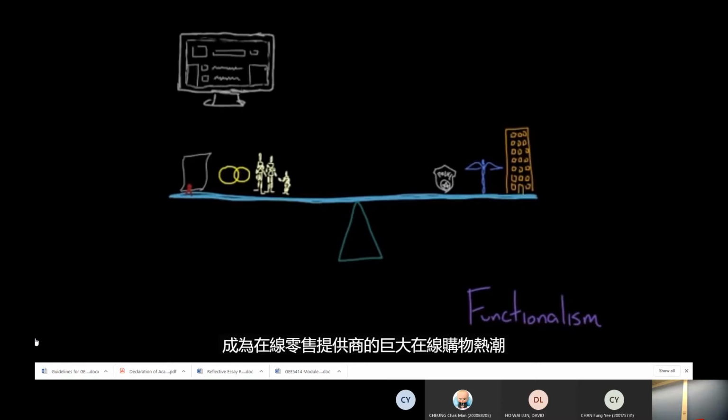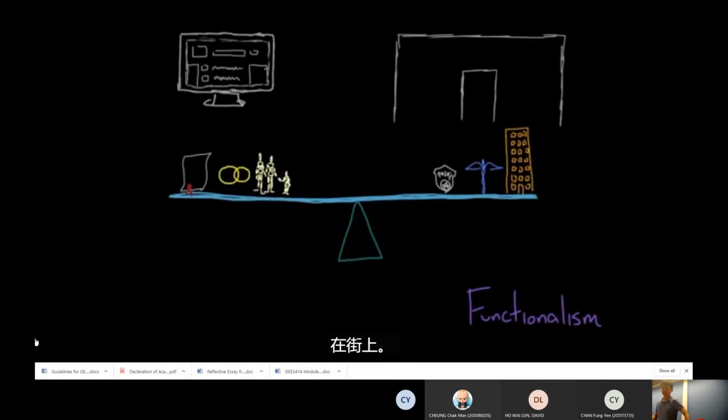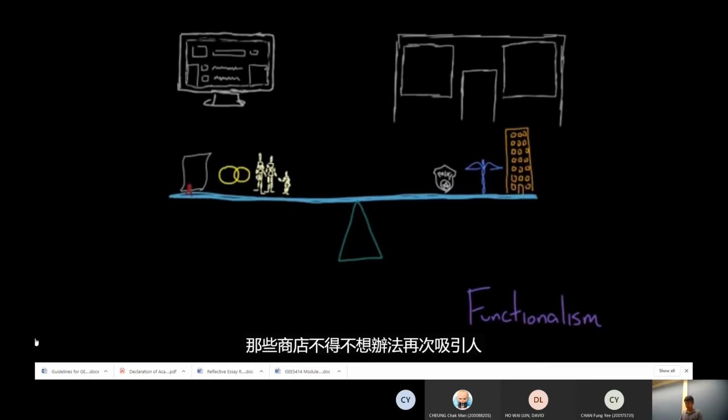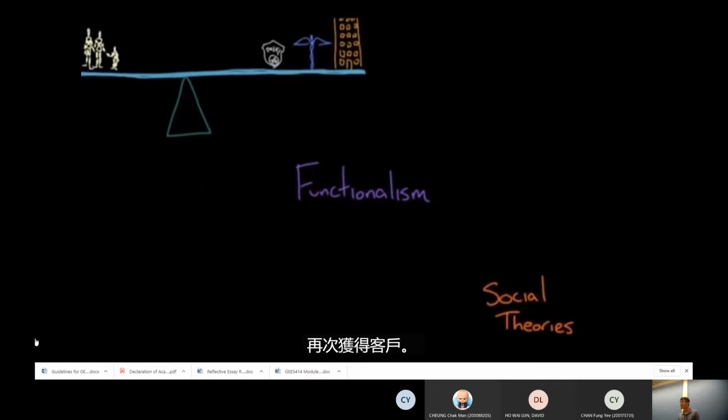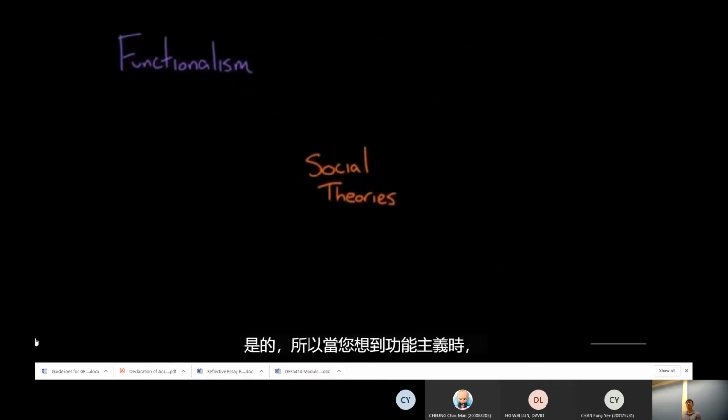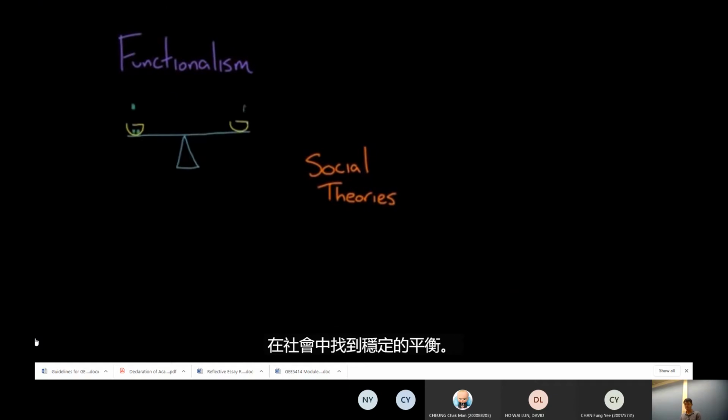As online retail providers like Amazon draw more and more people away from retail stores down the street, those stores have to find ways to attract people again so they will take the time to stop in and shop. But it takes a lot of energy to change, so the stores will only do what is absolutely necessary to get customers again. Right, so when you think of functionalism, think of the minor changes an institution makes to find a stable balance in the society. Only change to be functional again.